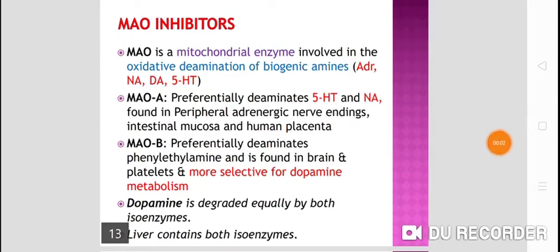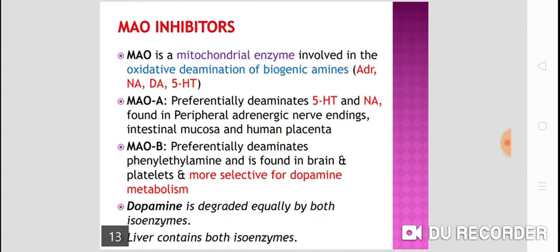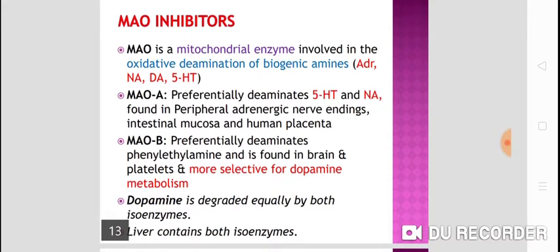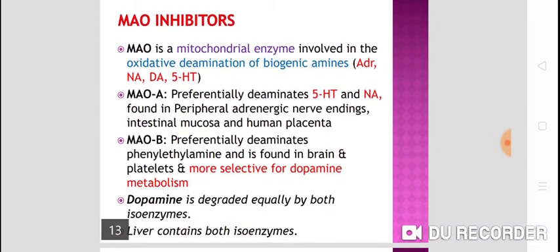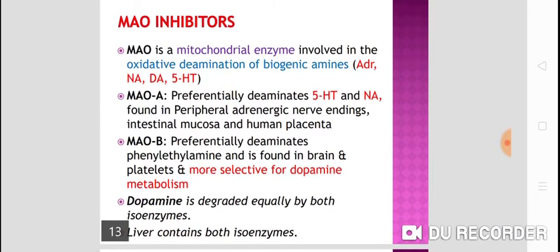Today we are going to discuss monoamine oxidase inhibitors. For that, we should know what the function of monoamine oxidase is. Monoamine oxidase, or MAO, is a mitochondrial enzyme, an enzyme present in the mitochondria. And what is the function of this monoamine oxidase? It is involved in the oxidative deamination of biogenic amines.